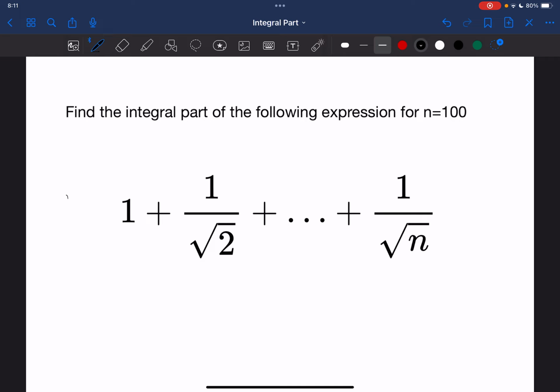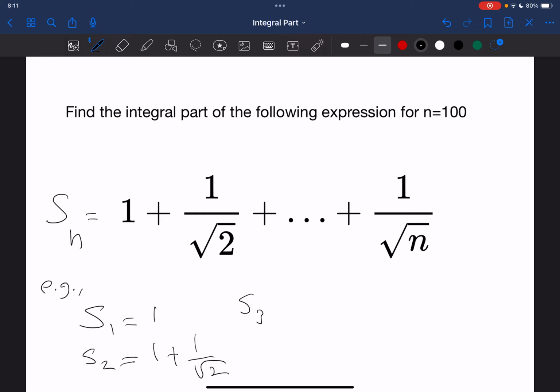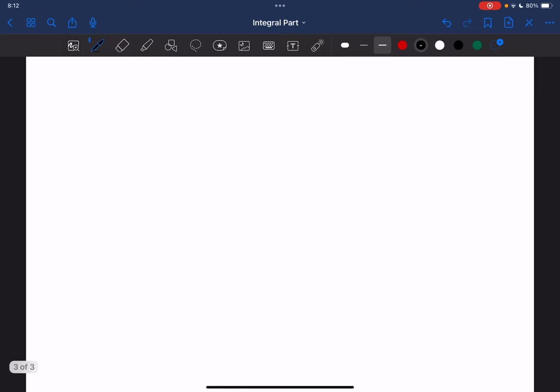So for example, let me just call this Sn. And so we have, for example, S1 is 1, S2 is 1 plus 1 divided by root 2, S3 is 1 plus 1 divided by root 2 plus 1 divided by root 3. And the integral part of a number, which is denoted in this way, we have brackets and we have x, where x is a real number. And this is like the closest integer less than x.